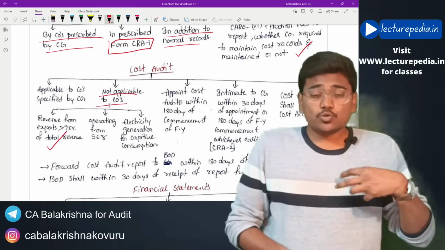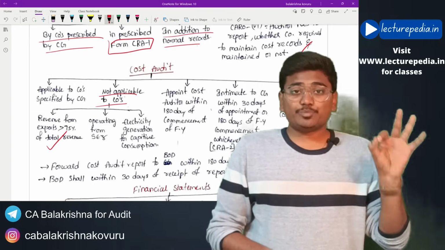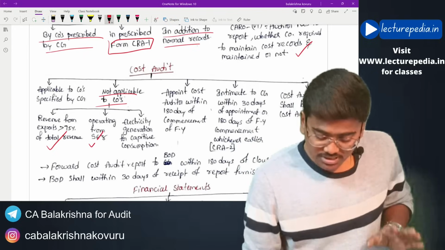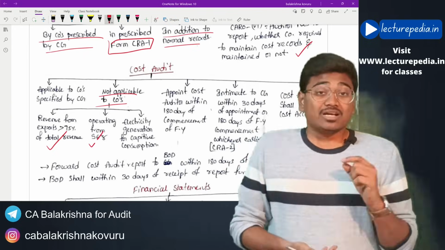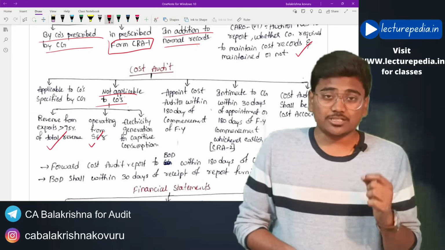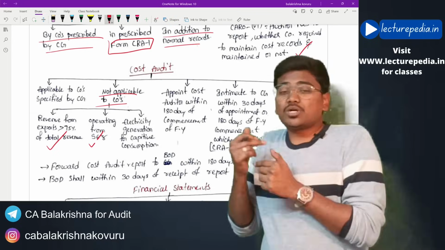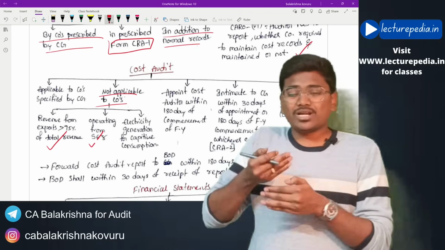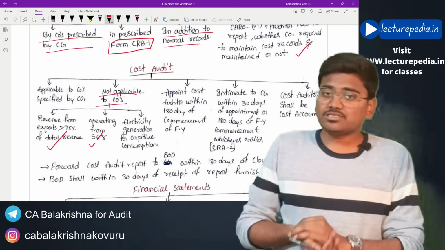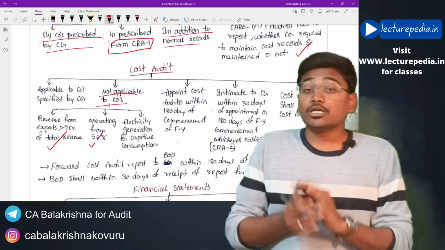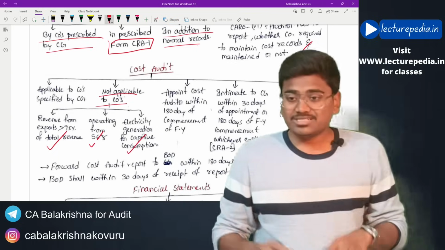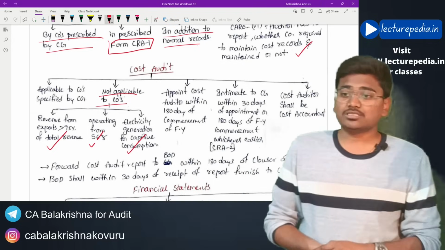And the companies who are operating from SEZ, special economic zone, even for those companies cost audit is not applicable. Companies involved in generation of electricity for captive consumption, for their own consumption purpose, even for those companies cost audit is not applicable. These are the companies for whom cost audit is not applicable.